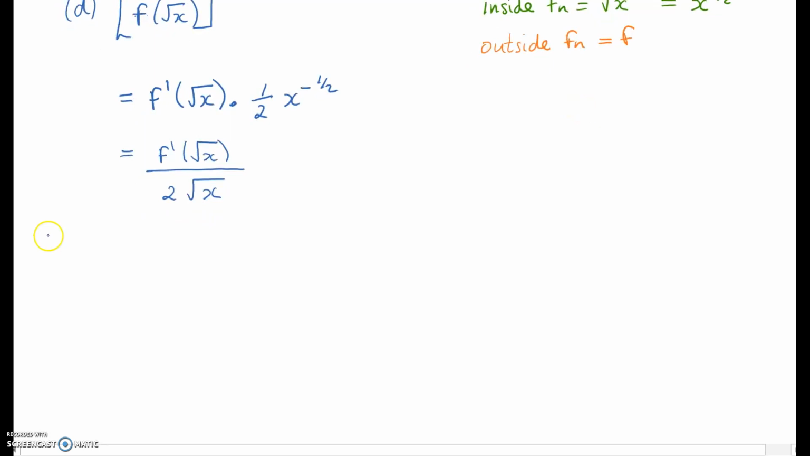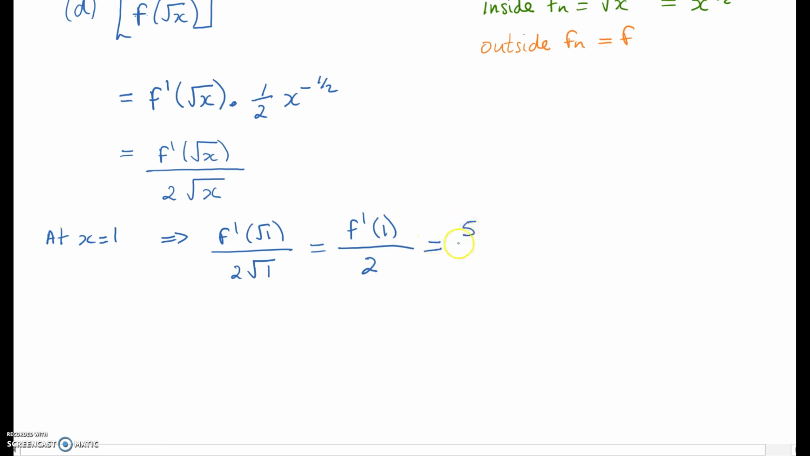Okay, so at x equals 1, we then have f prime of the square root of 1 over 2 times the square root of 1, which is f prime of the square root of 1 is 1, 2 times the square root of 1 is 2, and f prime of 1 was 5, so this becomes 5 over 2.